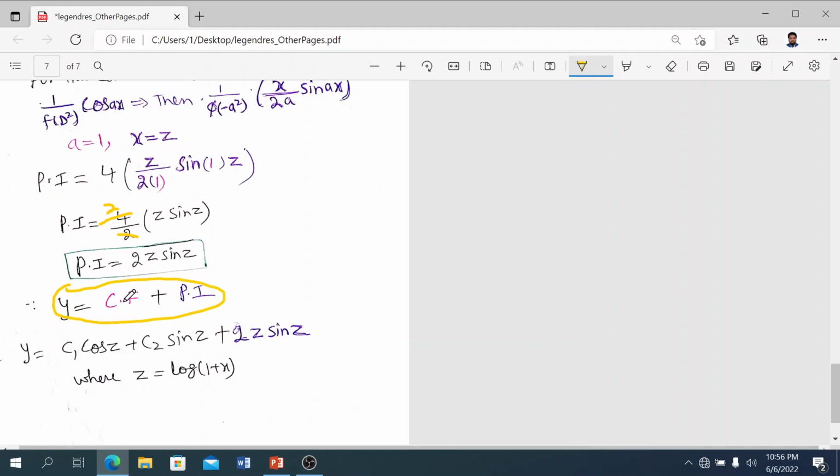So what is our complete general solution? y equal to complementary function plus particular integral. Complementary function is this one, plus particular integral is 2z sin z, where this z is equal to log of (1 plus x).